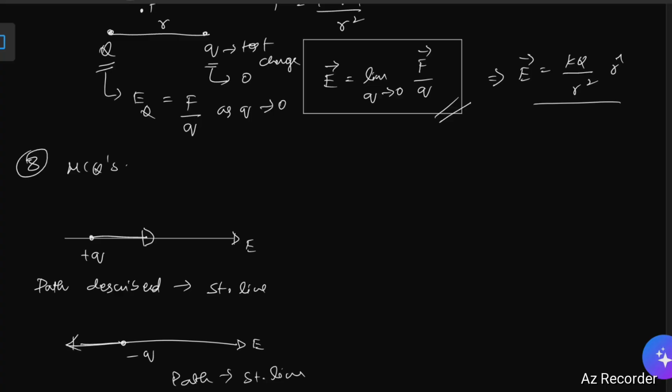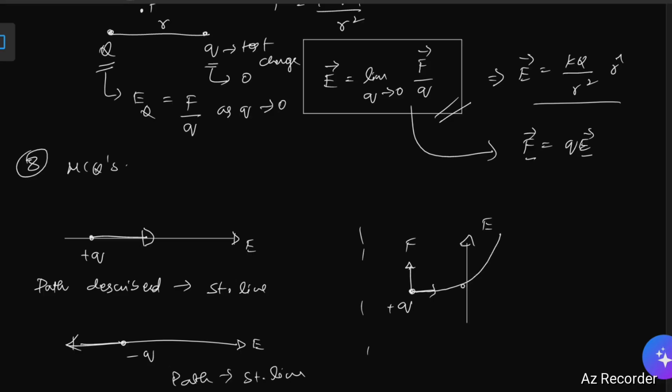Now there is one more possibility. If the electric field lines are in this direction and a positive charge is moving in this direction, what is the path followed by the charge? From F equal to qE, the force applied on this charge will be in this direction, because the direction of force is the same as the direction of the electric field. So this will be the force acting on plus q, and the path described will be like this. So this is a parabola.